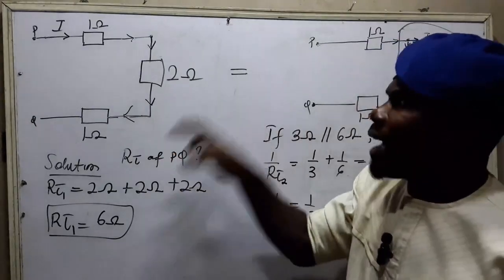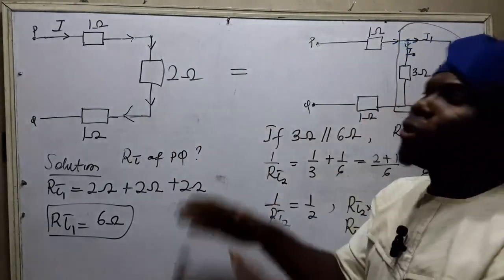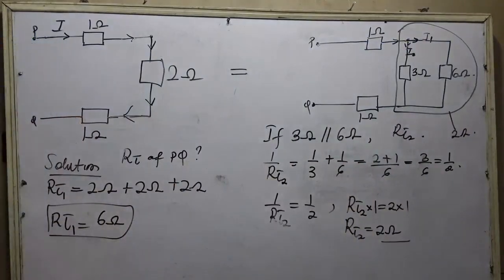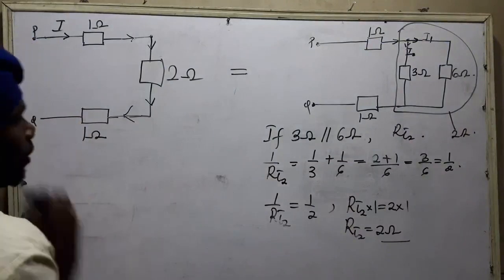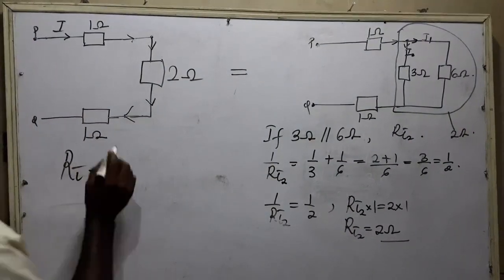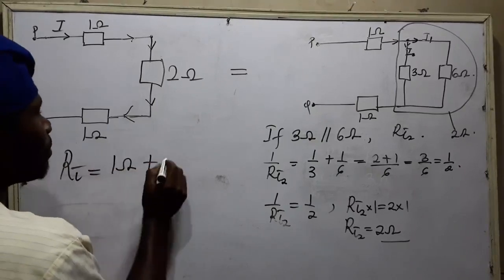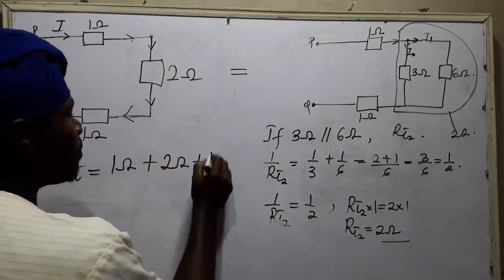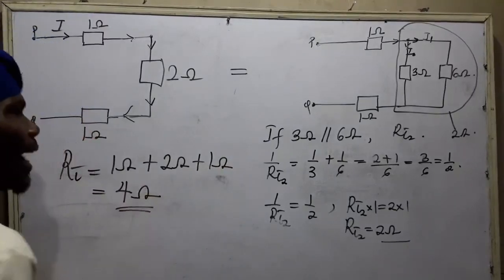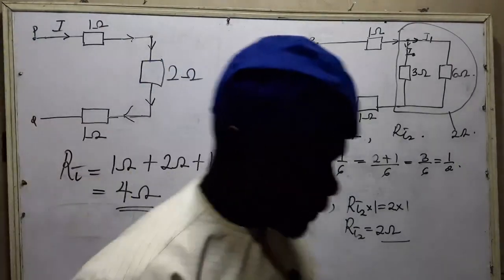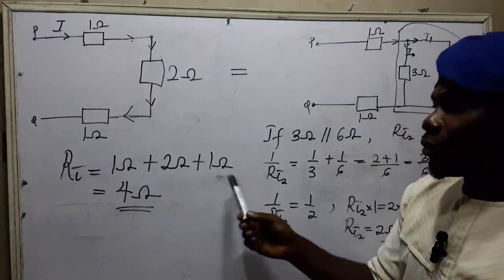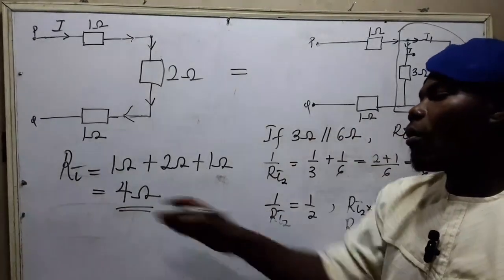Now the total resistance overall of the whole diagram that we are able to draw will give us that the R total, let me try to clean this, will be 1 ohm plus 2 ohms plus 1 ohm, which will give us 4 ohms. This tells us that the total resistance this circuit has is 4 ohms.